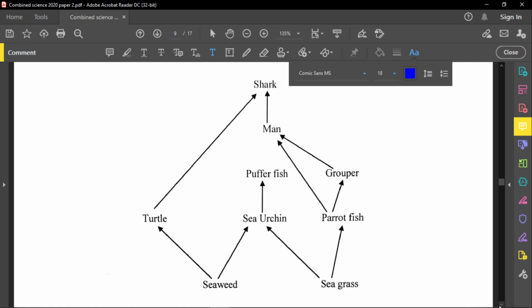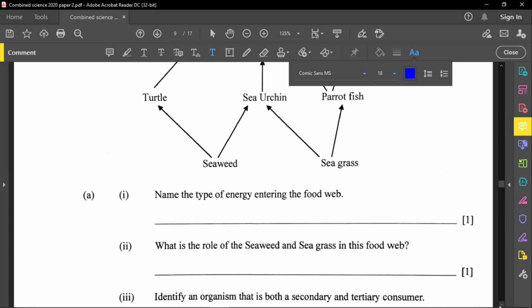All right. Now, the question here said name the type of energy entering the food chain. The energy that is entering the food chain is coming from the sun, so that is solar energy or light energy. Okay, so you can put it as solar energy or light energy, whichever one works.